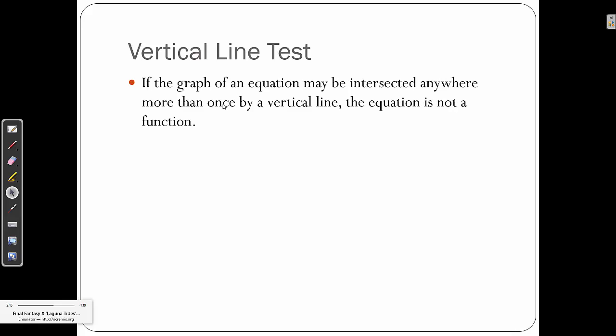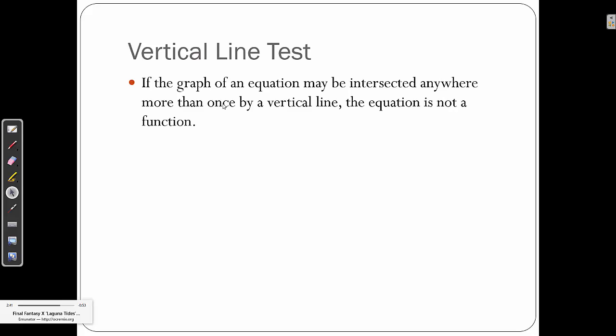All you have to do is look at the graph of the equation and see if you can cross it anywhere more than once with a vertical line. If you can, it is not a function. The reasoning for this is actually pretty simple. Each x coordinate is an input, right? So if there are multiple outputs for an input, it's not a function.